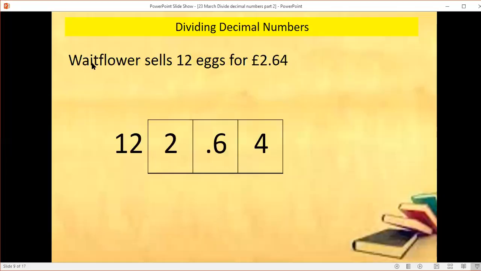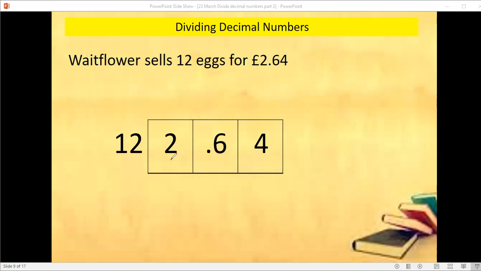Okay, Weight Flour sells 12 eggs for 2 pounds and 64 pence. So now let's start dividing. You can try it. You can pause your video and do the example. Okay, now you can check your answer. Which one are we going to divide first? Of course, the first digit here from the left.